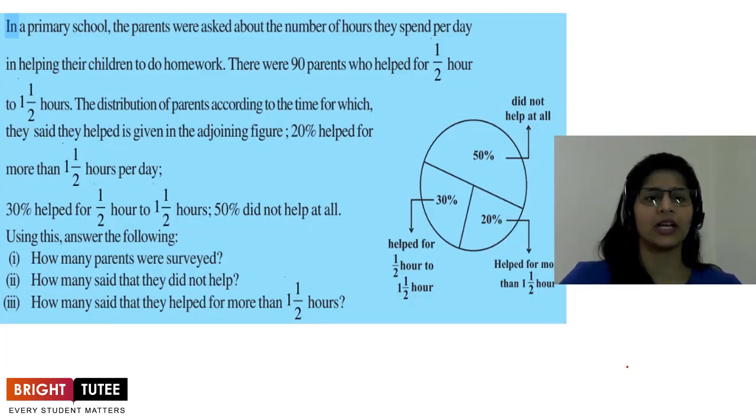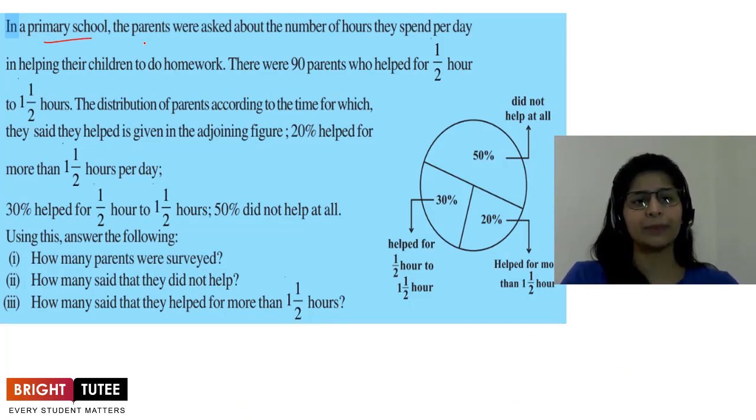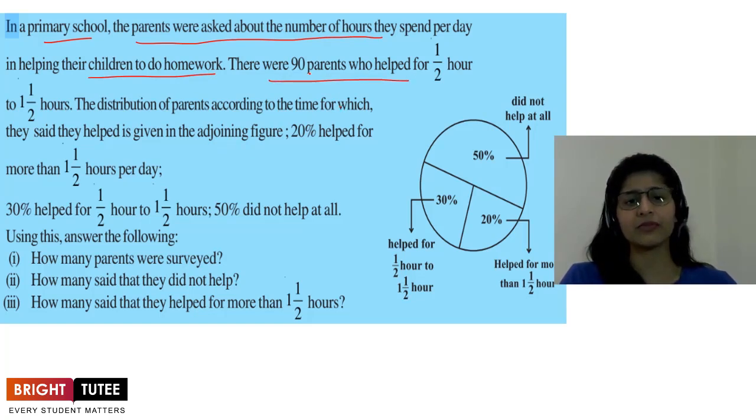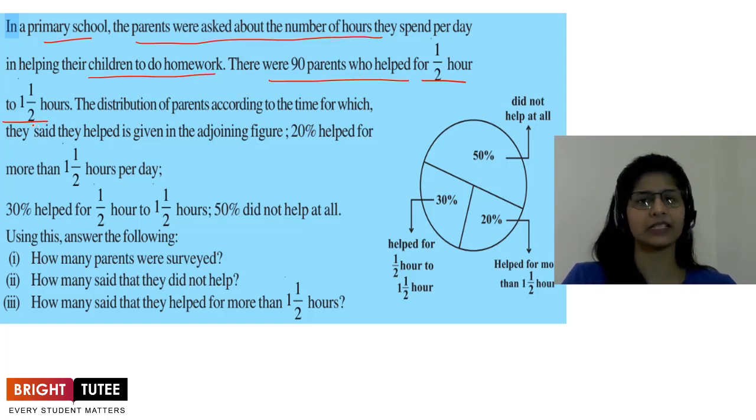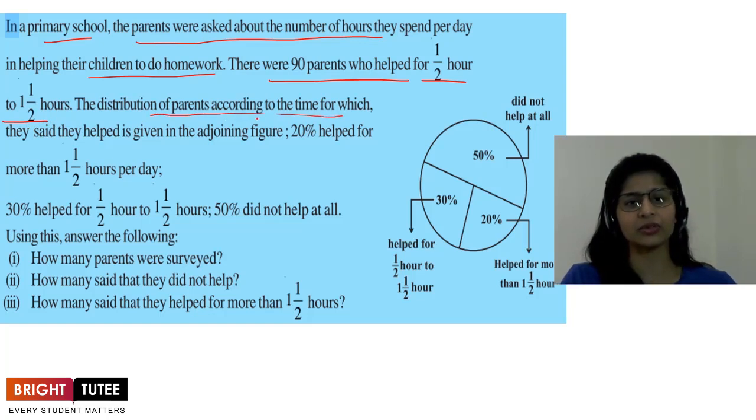As you can see, it is showing a primary school. The parents were asked about the number of hours spent per day in helping their children to do homework. So there were 90 parents, right? 90 parents said that they help their child for half hour to 1.5 hours. This is the range that they have given, right? They help their children in this time. The distribution of parents according to the time which they said they helped in is given in the figure.